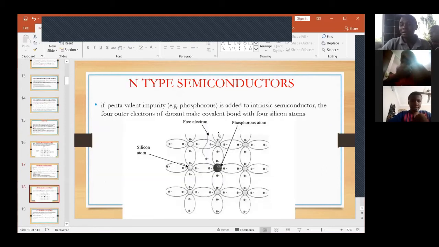Anytime you add pentavalent impurities to silicon, sorry, Mr. Ben, we have done a lot of things. Sorry, I know you were out for some time.